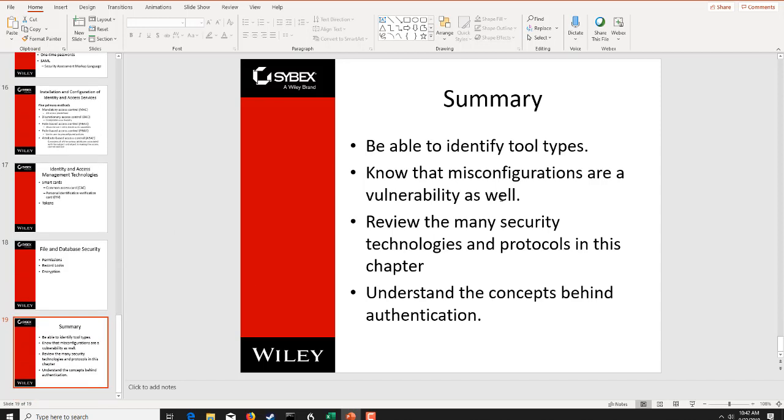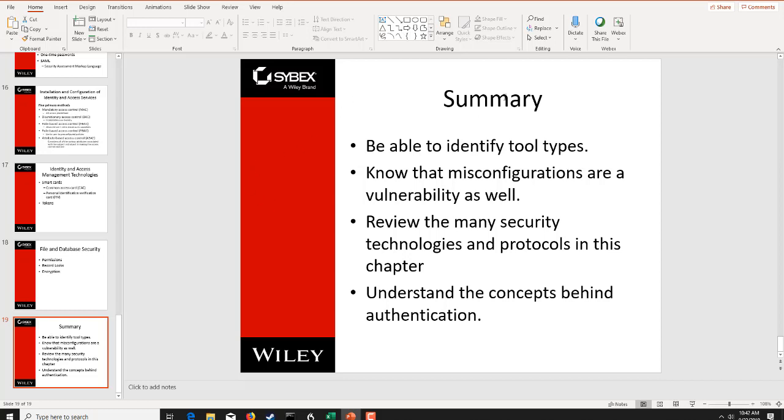So wrapping this up, be able to identify the different types of tools we talked about in the beginning of the chapter, Wireshark, tcpdump. Also know that misconfigurations are a vulnerability as well. It's a very common vulnerability. Not necessarily something that's defined, but typically those vulnerabilities are found by hackers, by pen testers, by just doing mundane tests, not necessarily using a tool. Review the many security technologies and protocols that we talked about in this chapter: RADIUS, TACACS, smart cards, tokens, etc. And understand how these concepts are used in authentication.